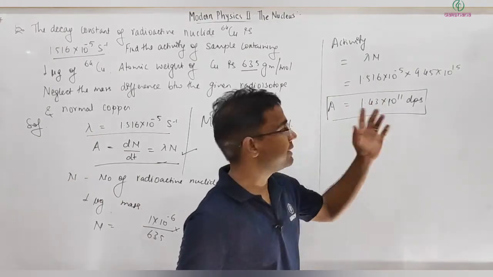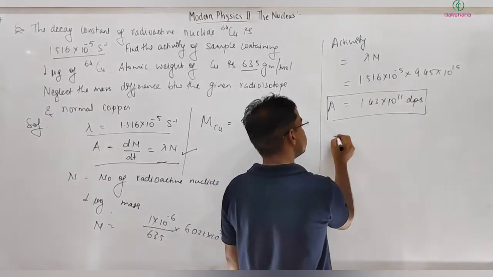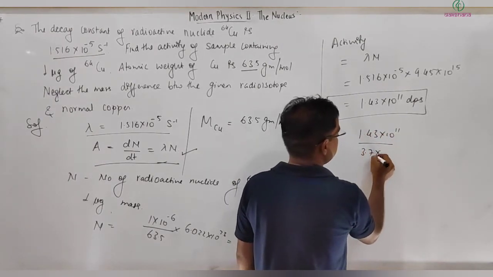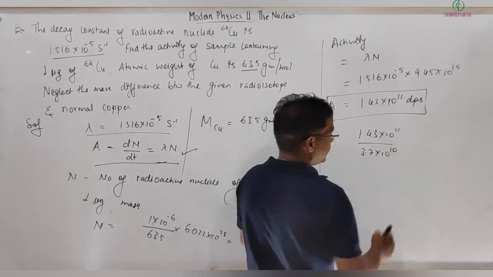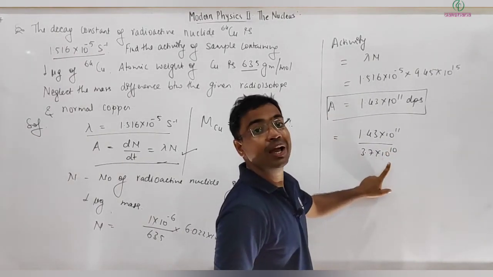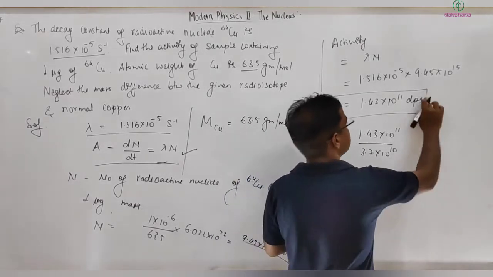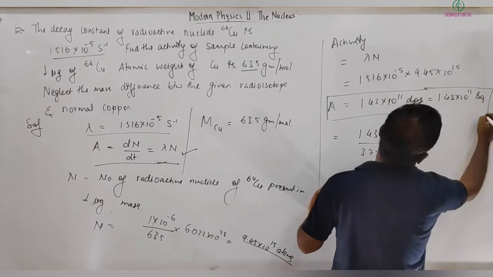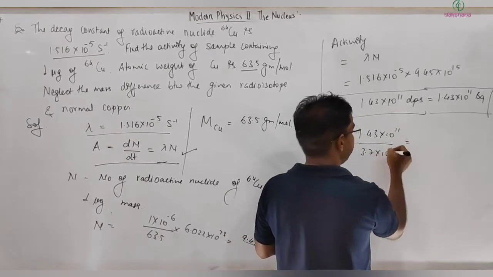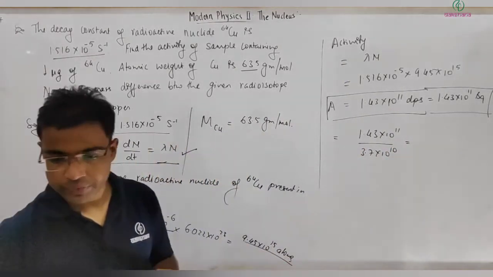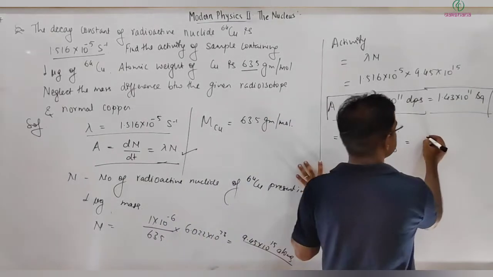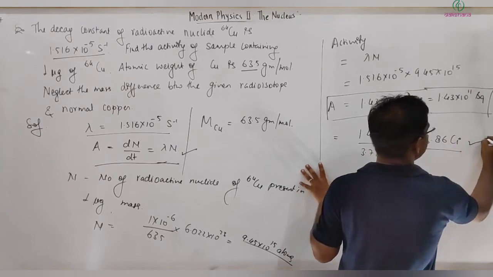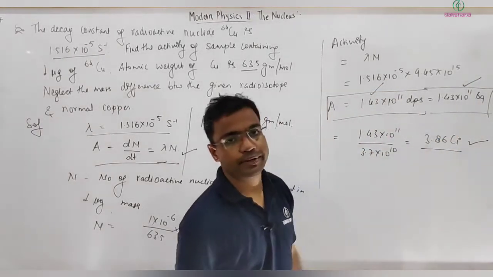It's a huge value actually, so we can convert the unit also. This is also equal to 1.43 into 10 to the power 11 divided by 3.7 into 10 to the power 10, because this is dps in 1 curie. Or I can write 1.43 into 10 to the power 11 Becquerel. It's the same thing. Simplifying this, we get around 3.86 curie. This is also a right answer, just in different units.